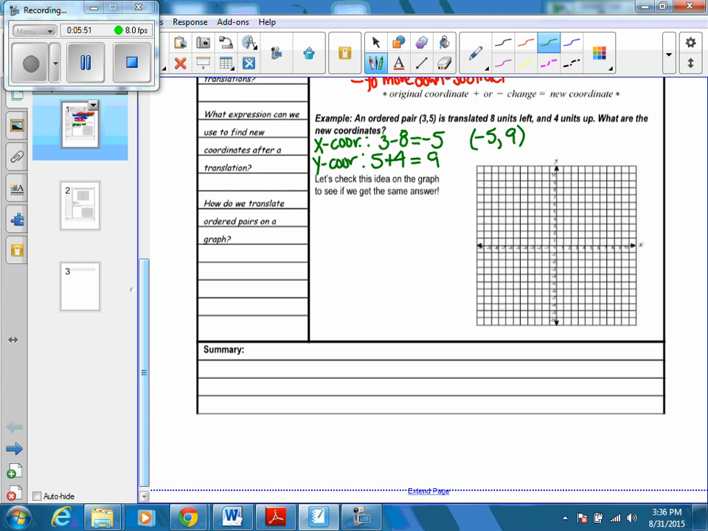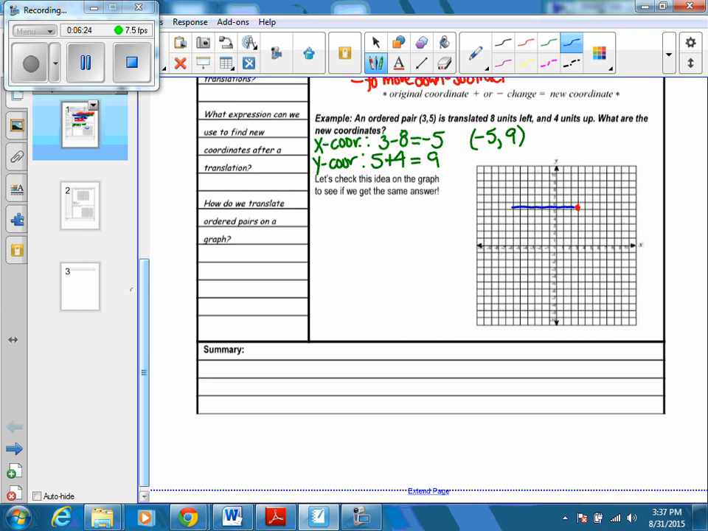The next says, let's check this idea on a graph to see if we get the same answer. So if I start with the point (3, 5) and I plot that point, I'm going to go over to 3 and up 5. So 1, 2, 3, 4, 5. That point is here. But to translate it, I have to move it to the left 8 units. So that means I'm going to move it over 8 times. So 1, 2, 3, 4, 5, 6, 7, 8.